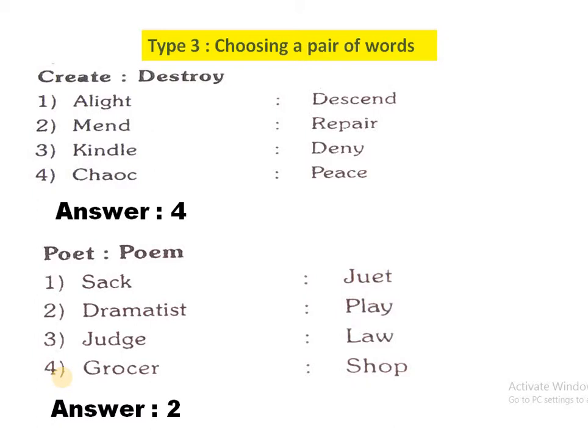So next question is poet, poem. A poet writes a poem. In such manner, Jack writes Duke is not suitable. A dramatist writes a drama. That is something suitable here. A judge writes a law is not suitable. A judge gives justice. Grocer, shop, is not suitable. So the correct answer is dramatist.